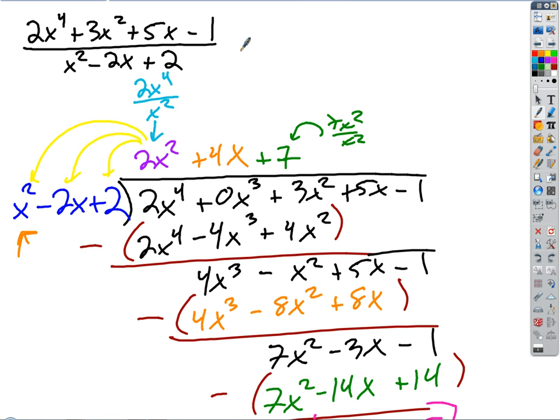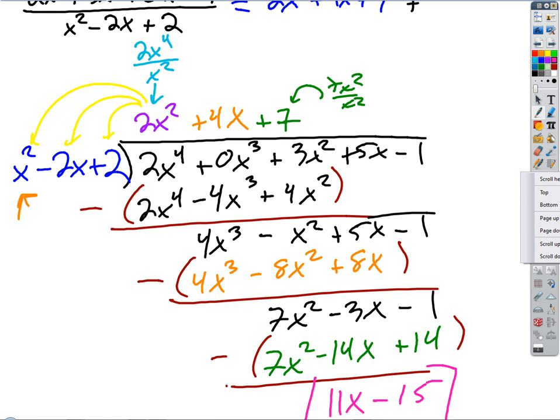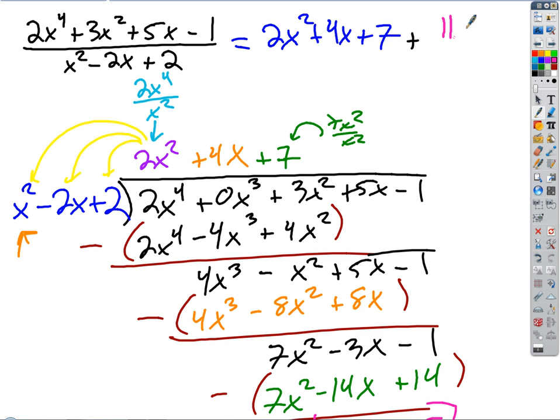So we end up with this answer. We get our 2x squared plus 4x plus 7 plus our remainder of 11x minus 15 divided by whatever our denominator was, right? That's how much is left over the denominator. That's the part that didn't divide in equally. Okay, make sense?